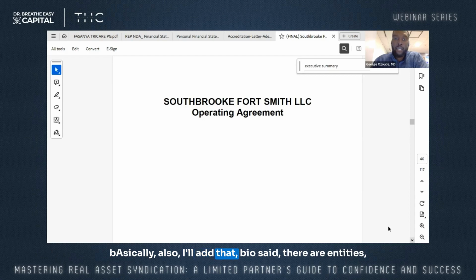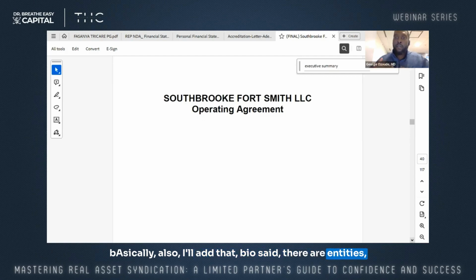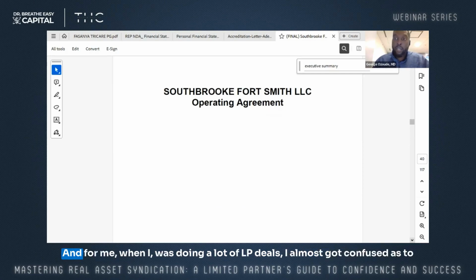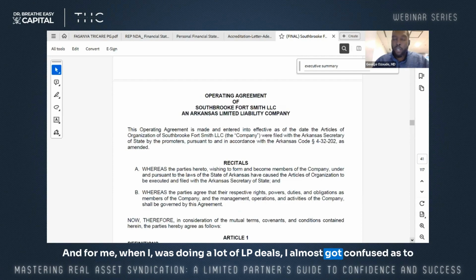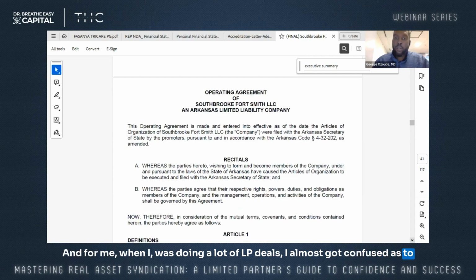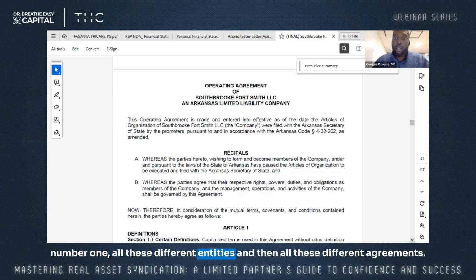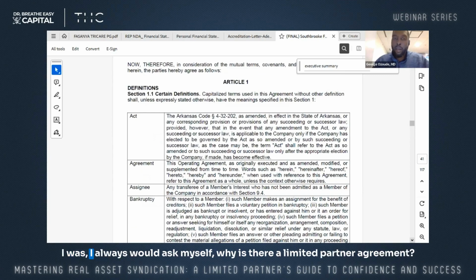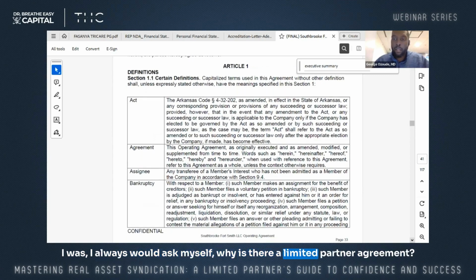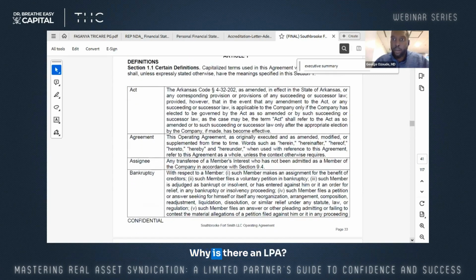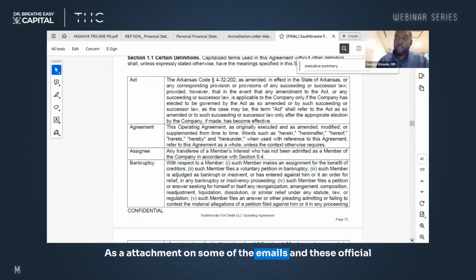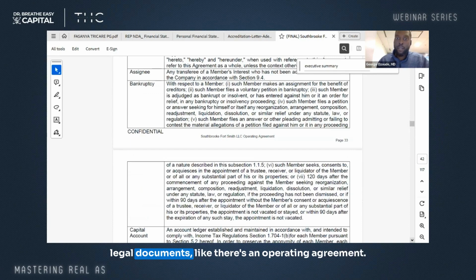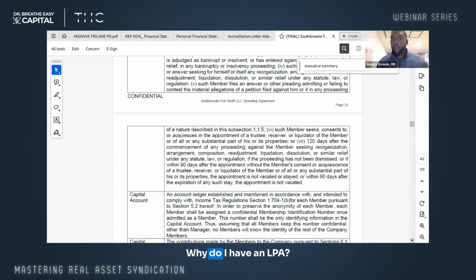Also, I'll add that there are layers of entities that go into a lot of these syndications. And when I was doing a lot of LP deals, I almost got confused by all these different entities and all these different agreements. I always would ask myself, why is there a limited partner agreement? Why is there an LPA? You'll see that as an attachment on some of the emails and these official legal documents. Like, there's an operating agreement. Why do I have an LPA?